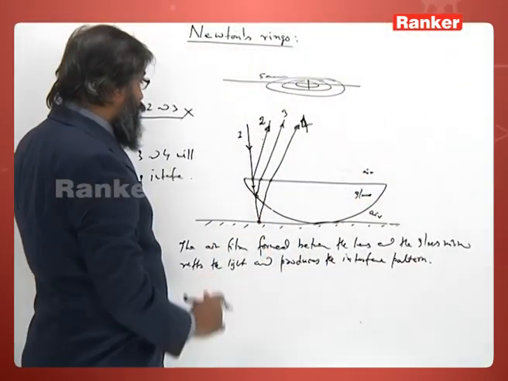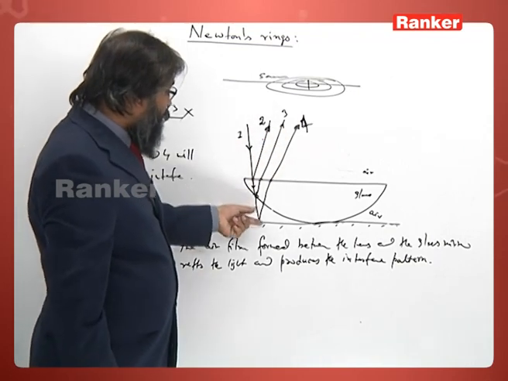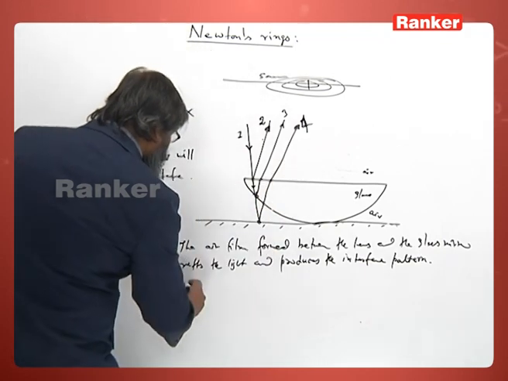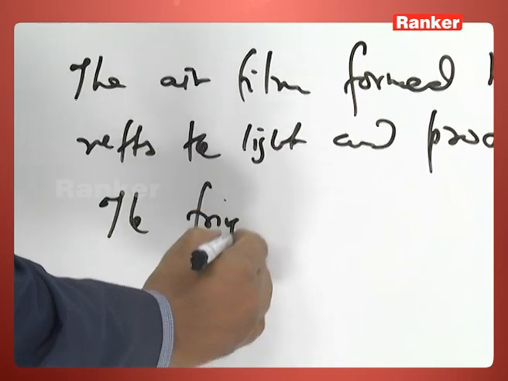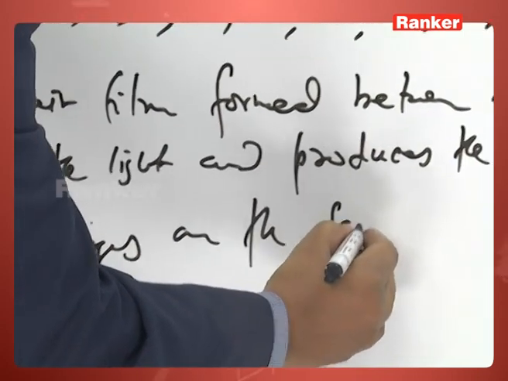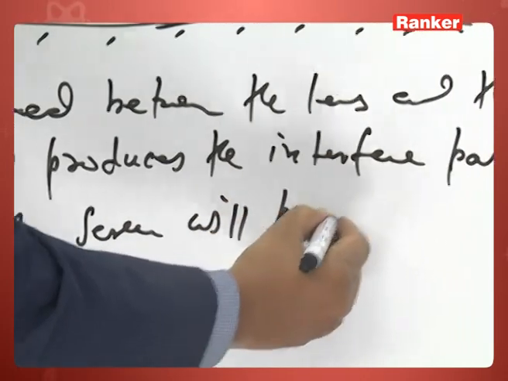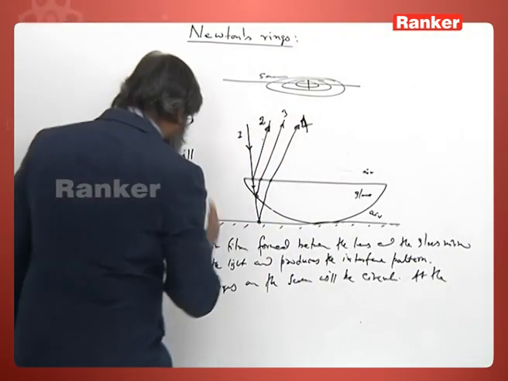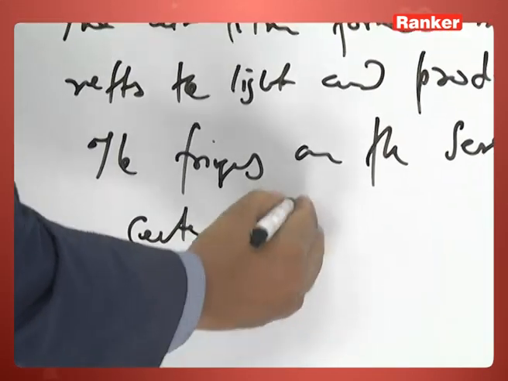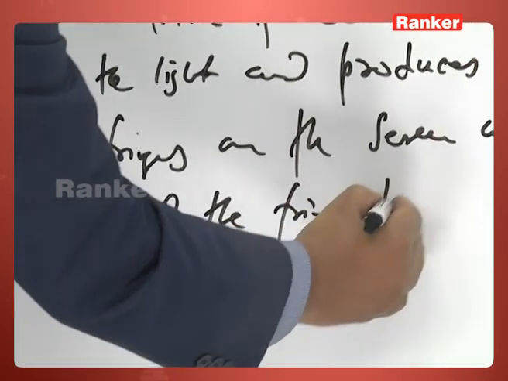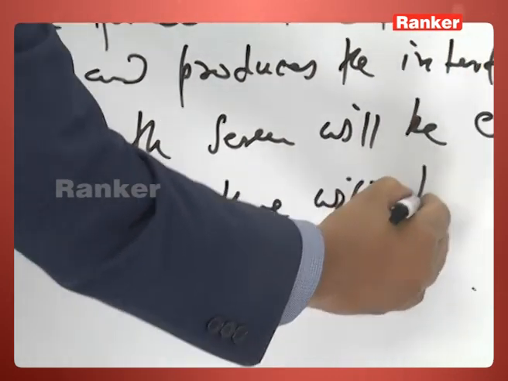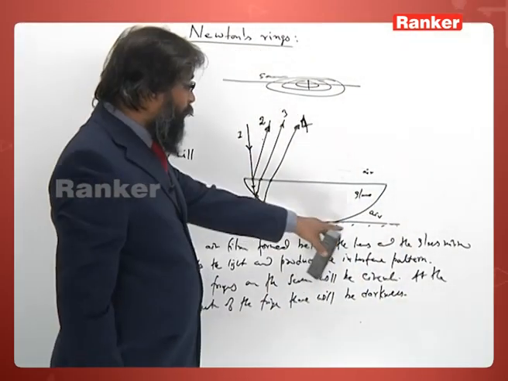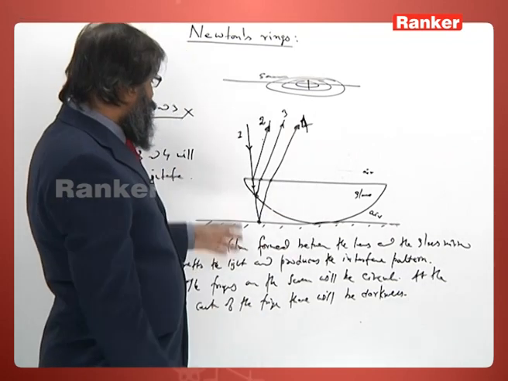patterns. This is very important. Which two rays are going to interfere? Third and fourth. The interference patterns, the fringes on the screen will be circular, and at the center of the fringe there will be darkness. Why? Because at the center there is a point of contact here, there is no reflection, there will be darkness.